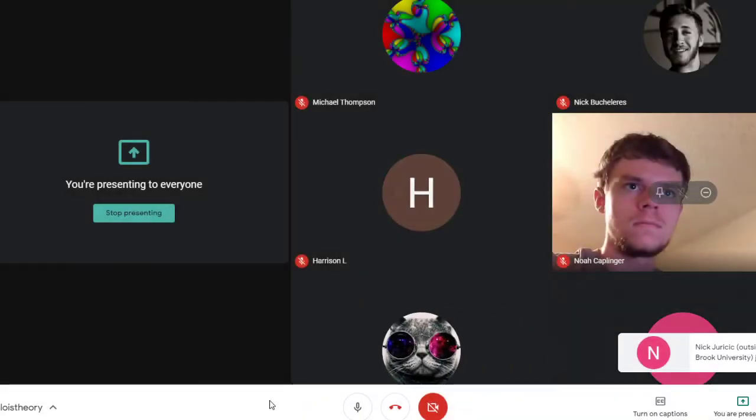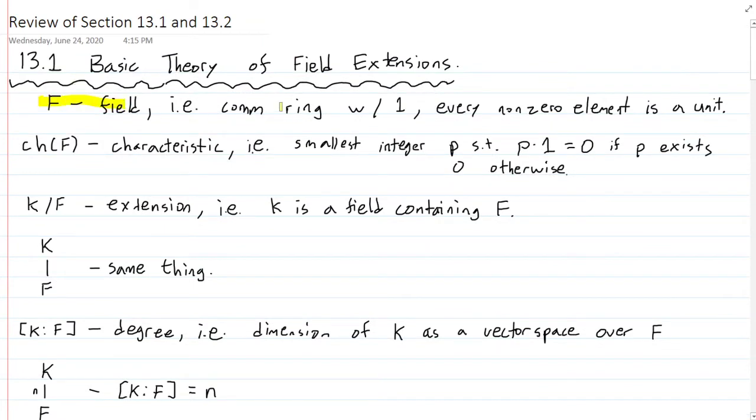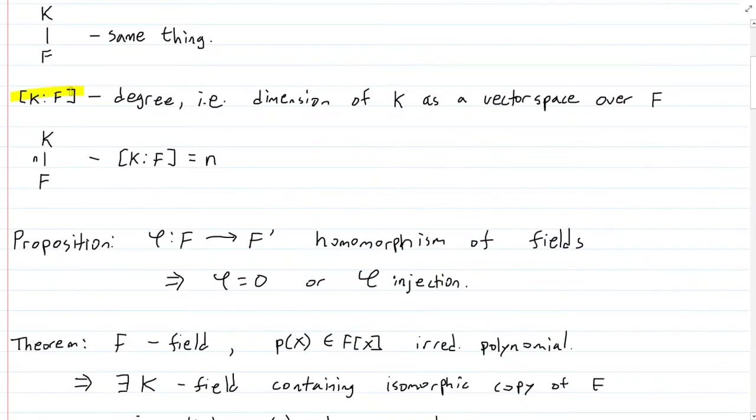Okay. A bunch of new people have joined. So let me just repeat. So you have a field F, which is a commutative ring with an identity element, and every non-zero element is a unit. The characteristic of F is the smallest integer p such that p times 1 equals 0, or it's 0 otherwise. And then this notation is for extensions. So fields containing F, K over F is a field containing F. And we also write it like this: K is a field containing F. Then the degree is the dimension of K as a vector space over F, and we also write like this: K over F with n. So the degree of K over F is n.